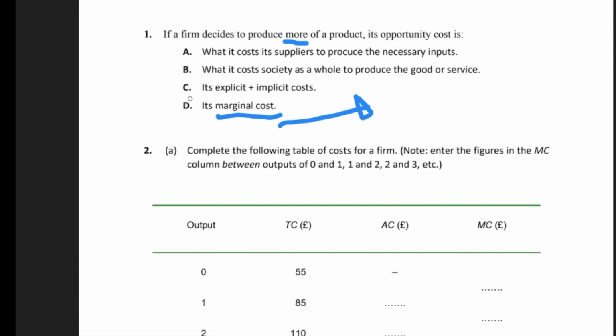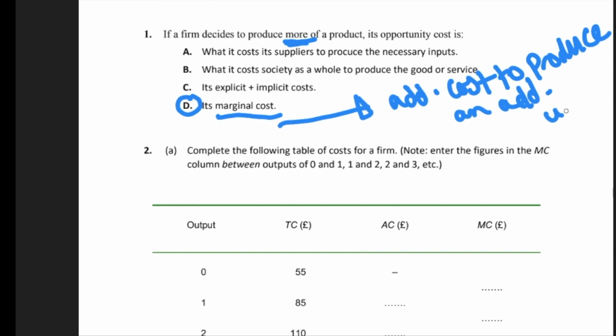So that's why D is the right answer. Now C is a common one. I've had it in all the tutorials I've taught for this. Loads of people have gone for C, so I get why you're going for it. But it's the idea that they're producing more of this product. So we just need to know essentially what extra it's costing them. So that's why the answer is D. Lovely. Okie dokie.